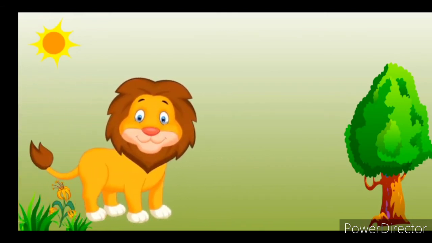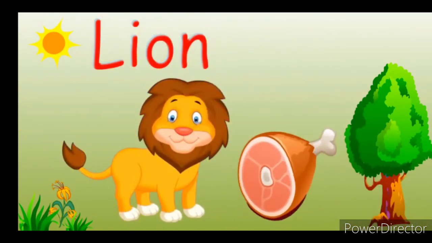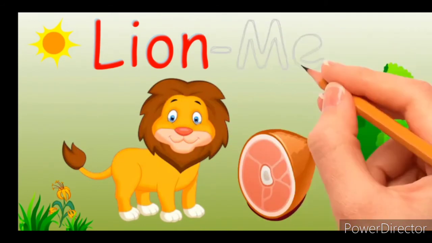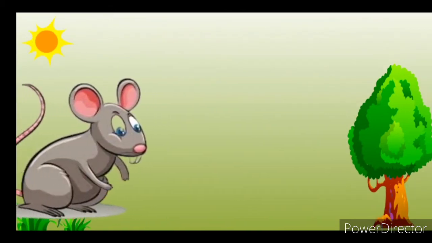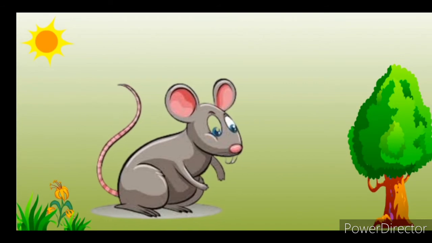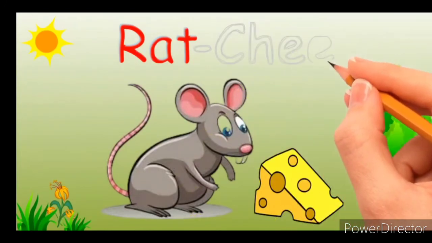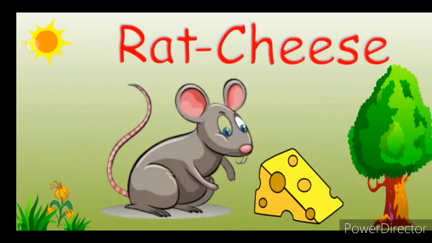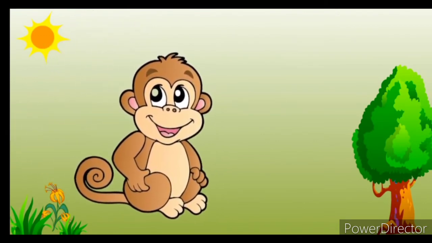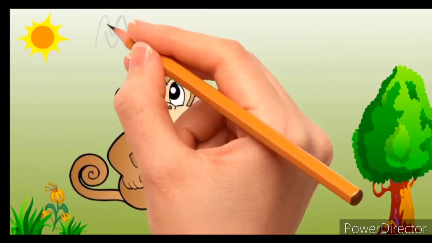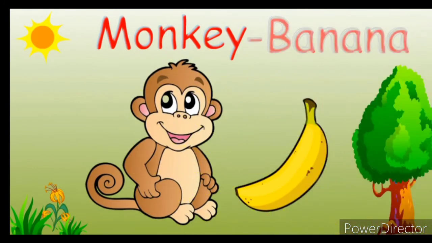This is a lion. And lion's favorite food is meat. Lion loves to eat meat. Which animal is this? Oh, this is a rat. And rat's favorite food is cheese. Who is jumping up and down? Yes, this is a monkey. And monkey's favorite food is banana.